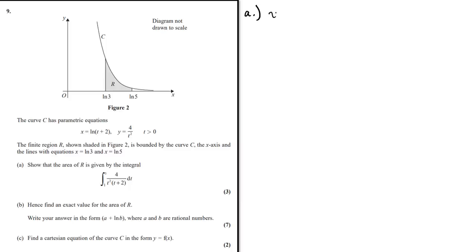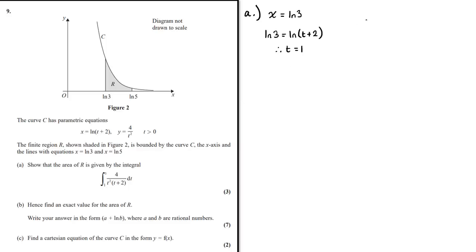So if x is equal to the natural logarithm of 3, that's this line here, and we know that x is equal to the natural logarithm of t plus 2, then we can say the natural logarithm of 3 is equal to the natural logarithm of t plus 2. Clearly these two sides of the equation must be equal. That sounds silly, but obviously this is what an equation shows. So to make these equal, t must be equal to 1. And that's where we get the lower limit of 1.